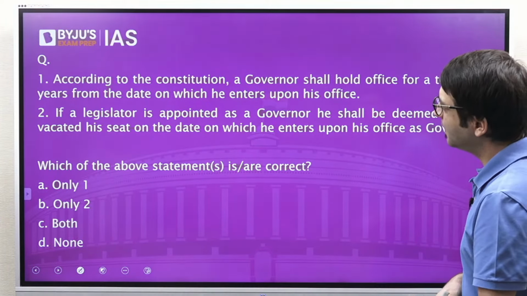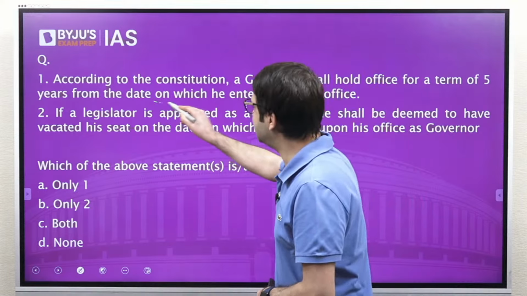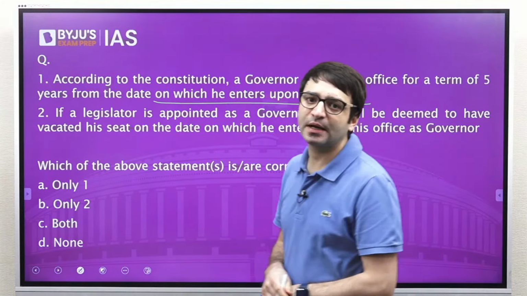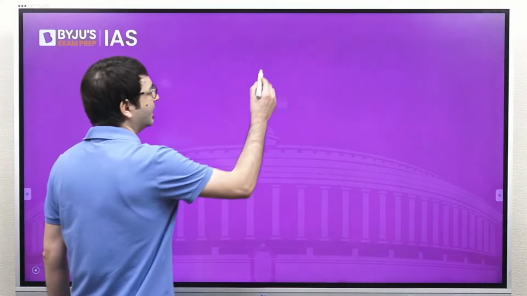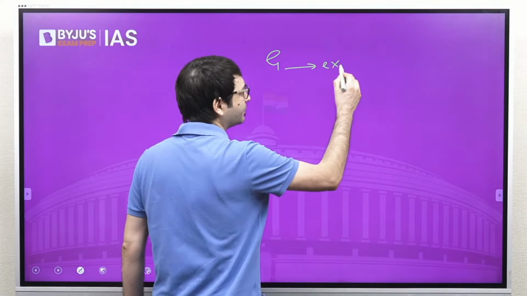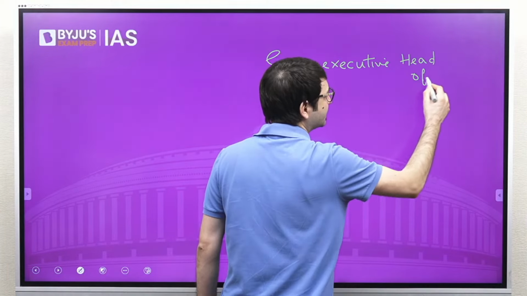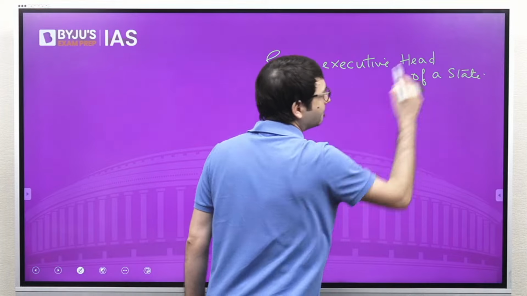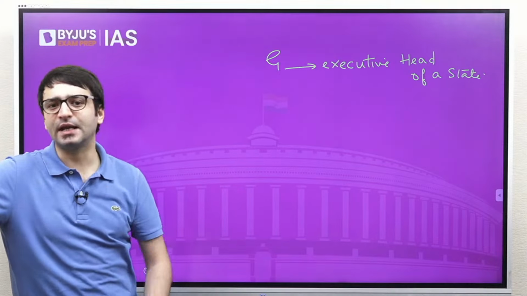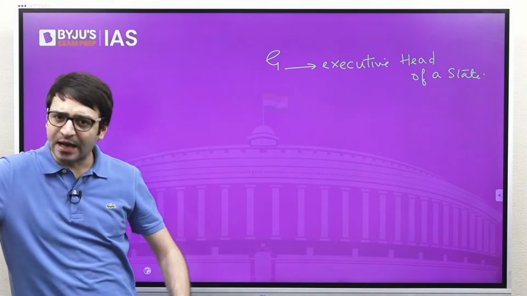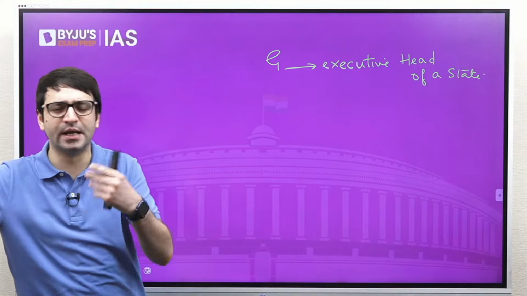Let's look at another question. According to the Constitution, a governor shall hold office for a term of 5 years from the date on which he enters upon his office. The Constitution talks about the governor, that the governor is the executive head of a state. And this governor is a constitutional link between the center and the state. The governor is not the agent of the center. The governor is the constitutional link, the representative of the center in a particular state.